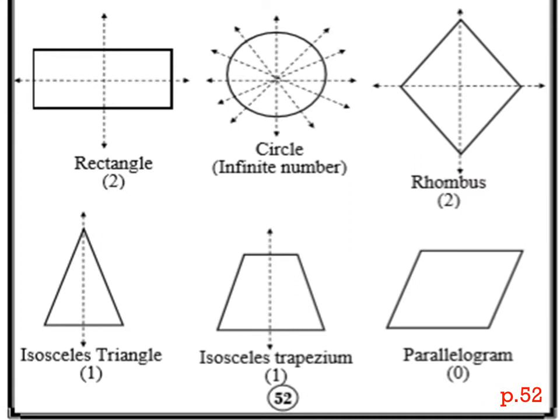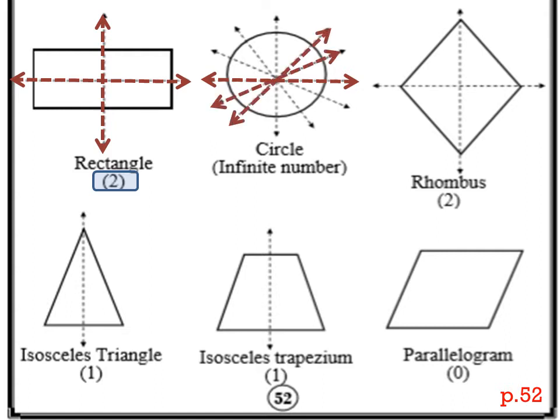And now let's see. In the rectangle we have 2 lines of symmetry. So we can divide it like this and this. So we have 2 lines of symmetry in the rectangle. And what about the circle? In the circle we have an infinite number of lines of symmetry. We can divide it like this and like this. And also we can draw another line and another line and more and more. So in the circle we have an infinite number of lines of symmetry.